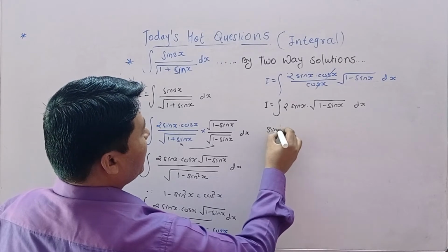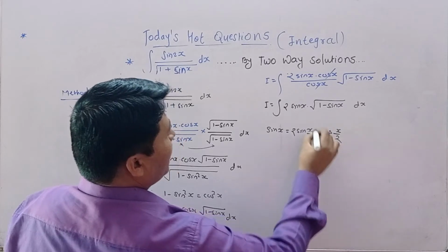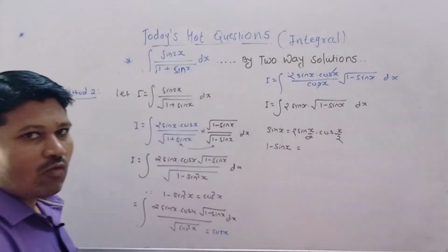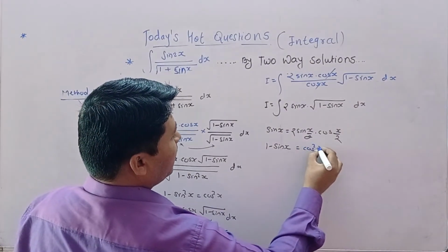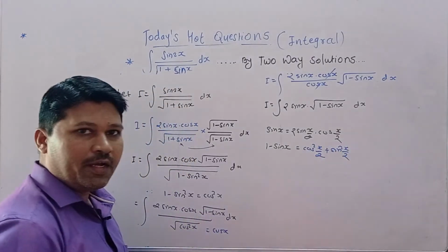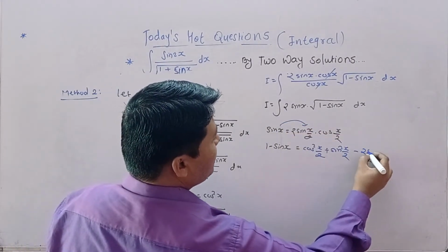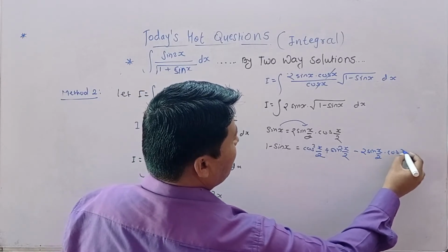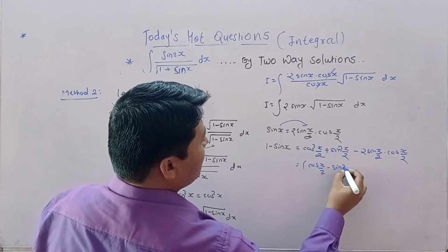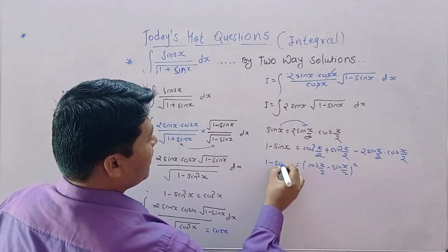Suppose sin x we can write with the half angle formula as 2 sin x by 2 into cos x by 2. Then we know that 1 minus sin x we can write in terms of half angle. Therefore here we can replace 1 by cos square x by 2 plus sin square x by 2, in terms of the half angle identity, and minus sin x, which is 2 times sin x by 2 into cos x by 2. Here this is cos x by 2 minus sin x by 2, bracket square.